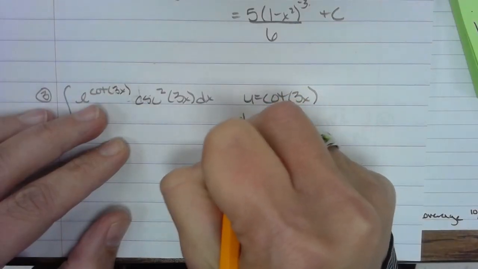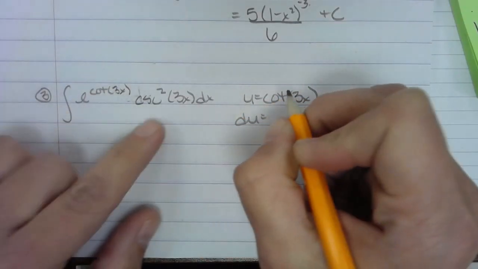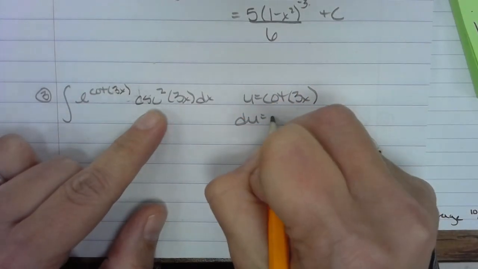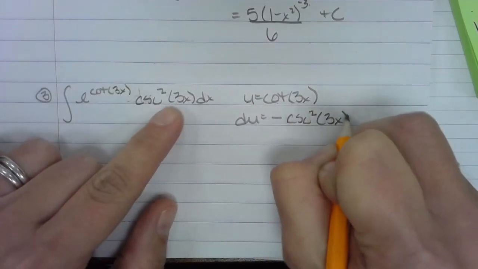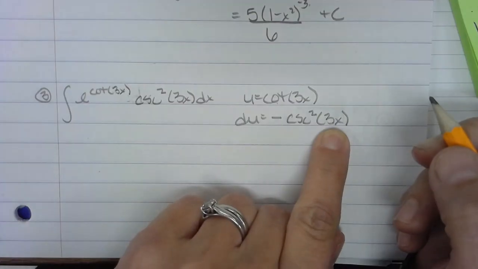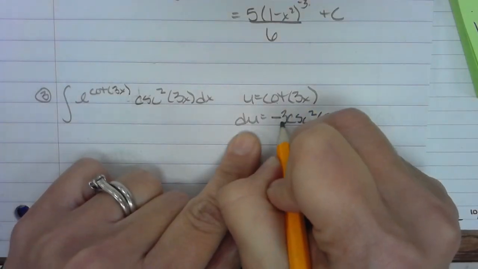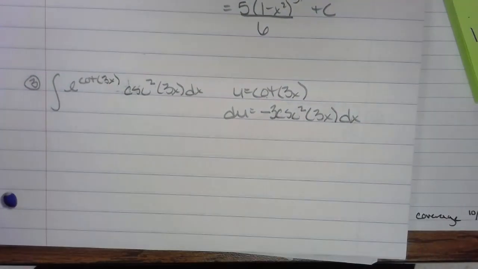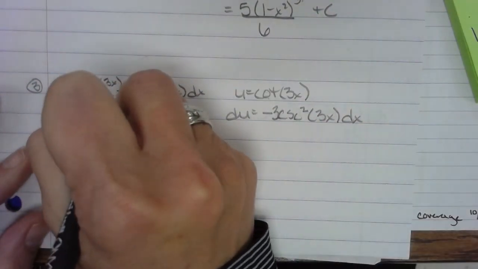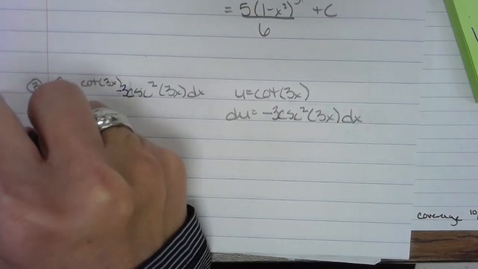So when I take the derivative, because I'm taking the derivative of cotangent, it's going to be a negative cosecant squared of 3x, but don't forget chain rule here. The derivative of 3x is 3. I'm just going to put it out here, and then dx. Now I have all of this. What I'm missing is the negative 3. So let me put it here, and I'm going to need a negative 1/3.